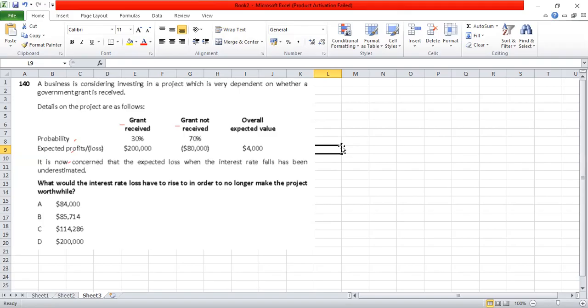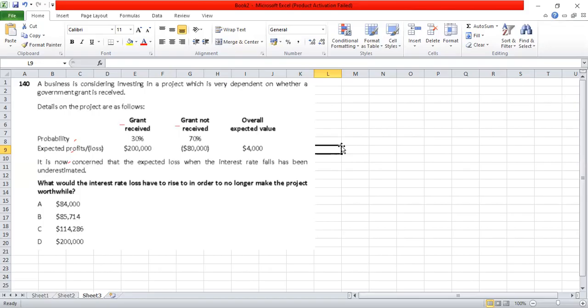So the probabilities are given and the expected profit or loss is also given when the grant is received and not received in these two situations. So ultimately the values calculated have an overall expected value of 4,000. That is 30% into 200,000, 70% into minus 80,000. When it is multiplied and added up, it is 4,000. The calculation is already done.